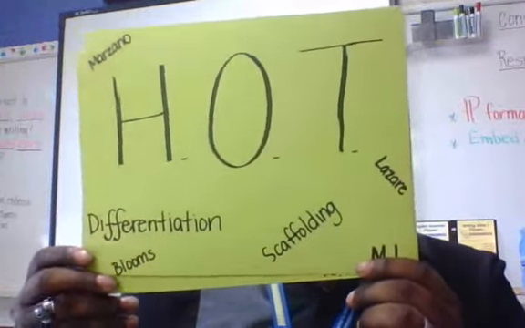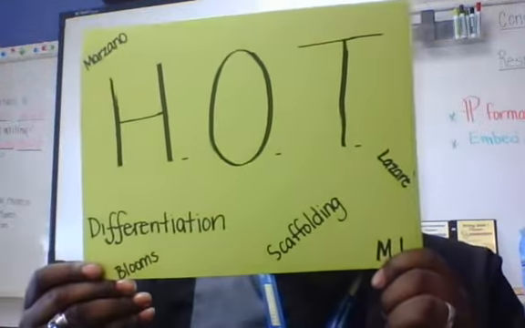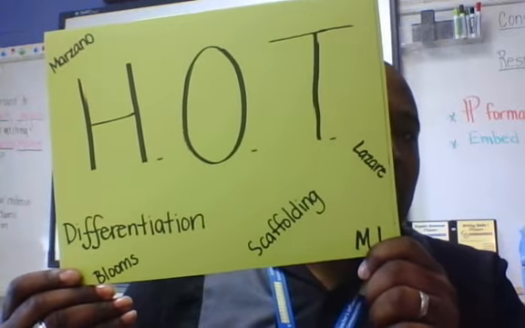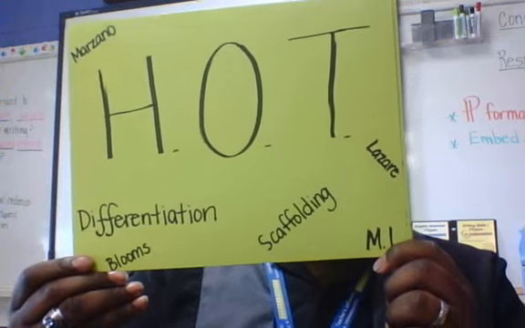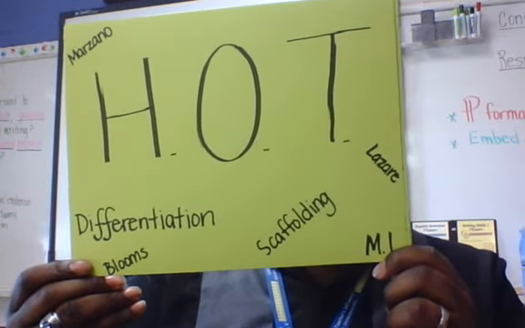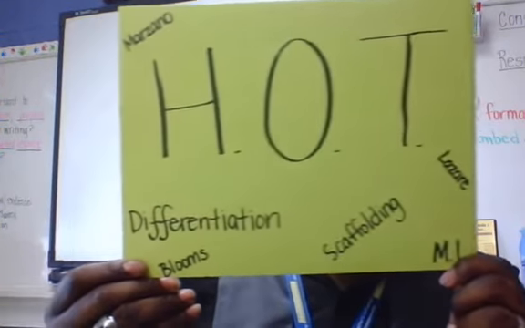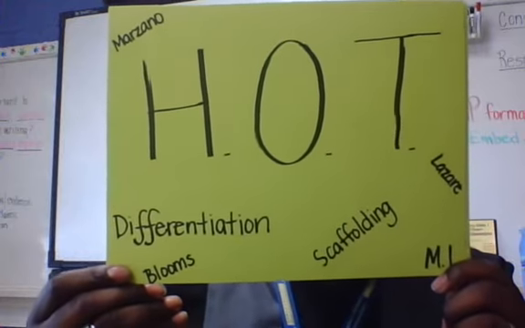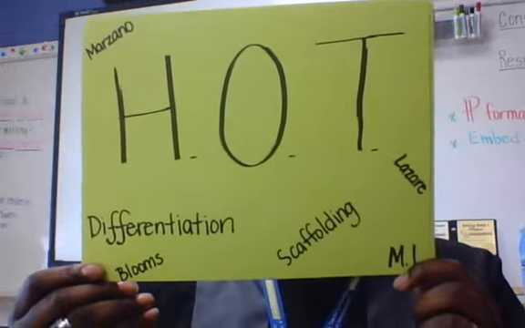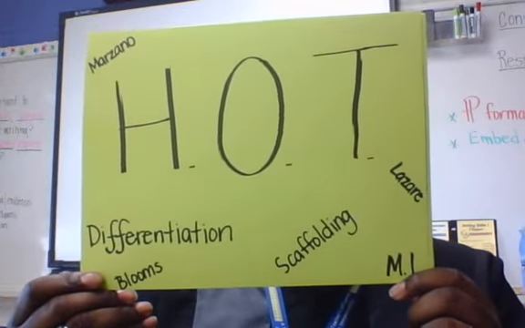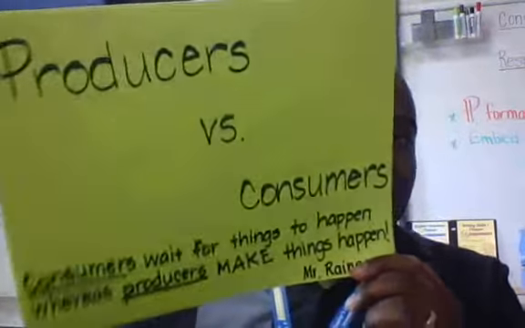We've also heard of certain phrases as higher order thinking. We've also heard words or terms like differentiation, scaffolding, multiple intelligences. We've heard names like Marzano, Bloom's, and just for the record, names like Lucille Lazar, who teach us strategies for best implementation in our classroom. This enables us to enable students.